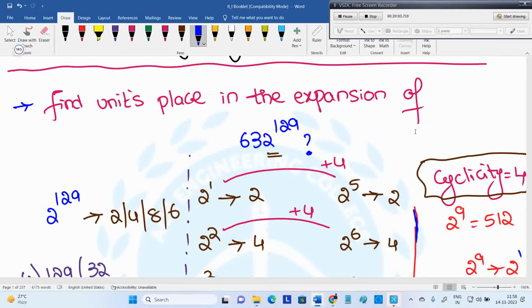Still some outline needs to be given. Don't worry, I will take care of it. Just copy the things one by one, one by one.